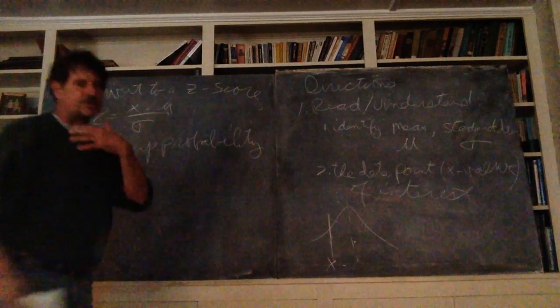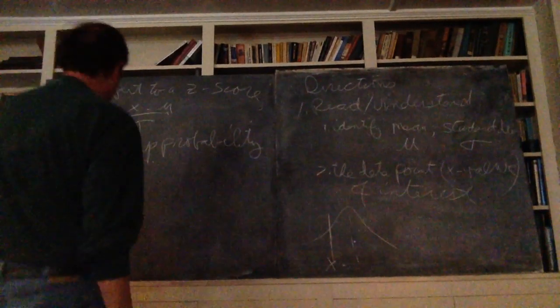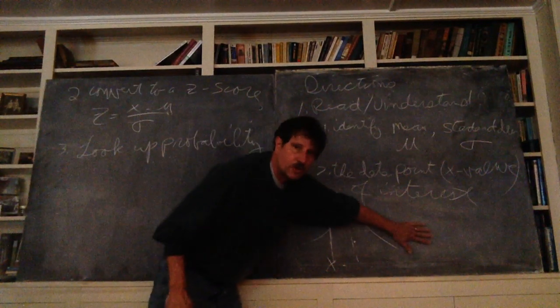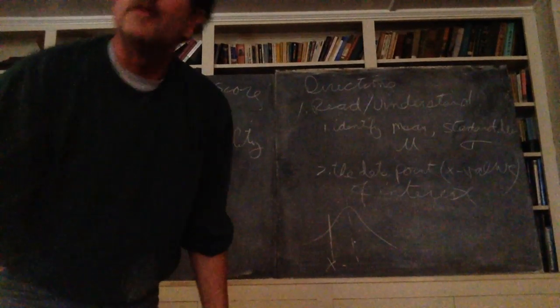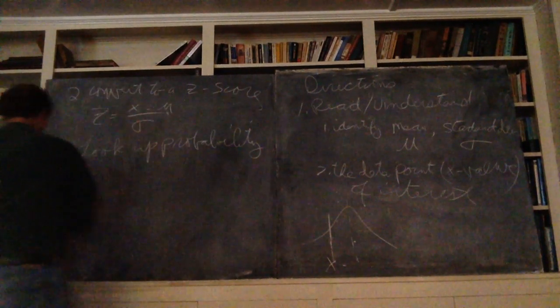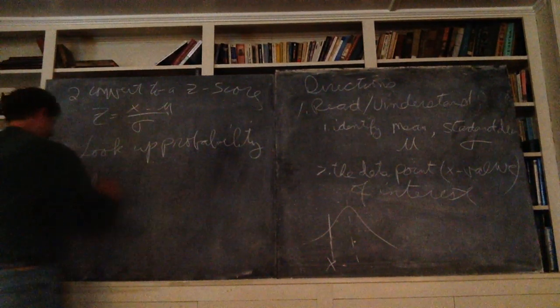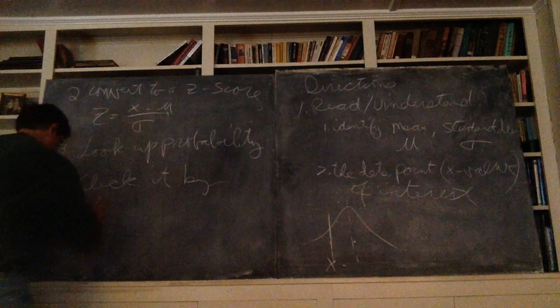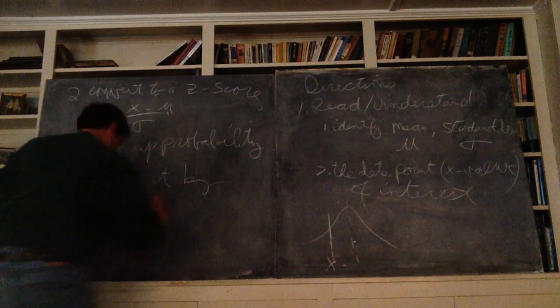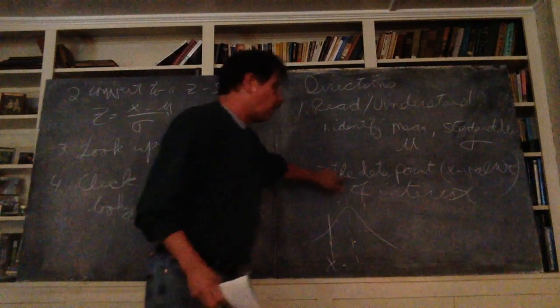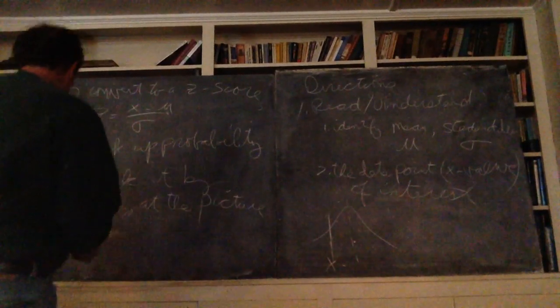This is when students and I have a difficult time communicating, because they all say, which table, how do I look it up? If you draw these pictures correctly, you should know. Whether it's greater than or less than 50%, which table to look it up in, whether or not to ignore the negative, and then that's the answer. Check it by looking at the picture that you drew over here. And that's what you do.